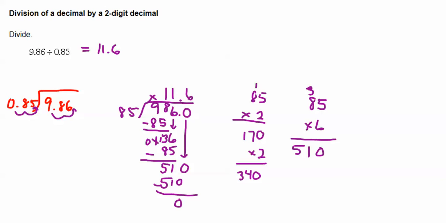Okay, let's try another one. In this problem, 7 and 13 hundredths divided by 6 and 2 tenths. If you just step back and look at that problem, you've got roughly 7 divided by roughly 6. We're looking for a number just a little bit bigger than 1, okay?